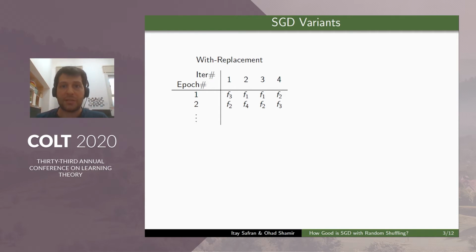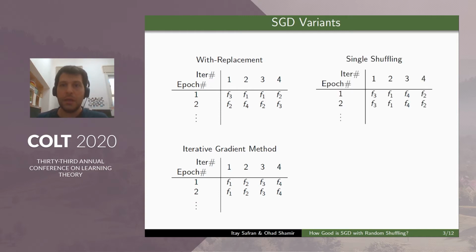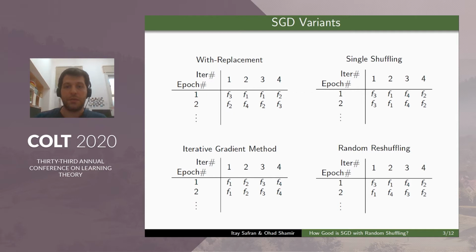However, much more popular in practice but less understood in theory are the without replacement sampling techniques, which include the iterative gradient method, which is just sampling all the functions in some fixed deterministic order and repeating that order at each epoch. Using some more randomness, we have the single shuffling sampling technique, which basically draws some random permutation of all the functions at the first epoch and repeats that random permutation across all the epochs. And we have the random reshuffling sampling technique, where we draw a random permutation at each epoch again and again.